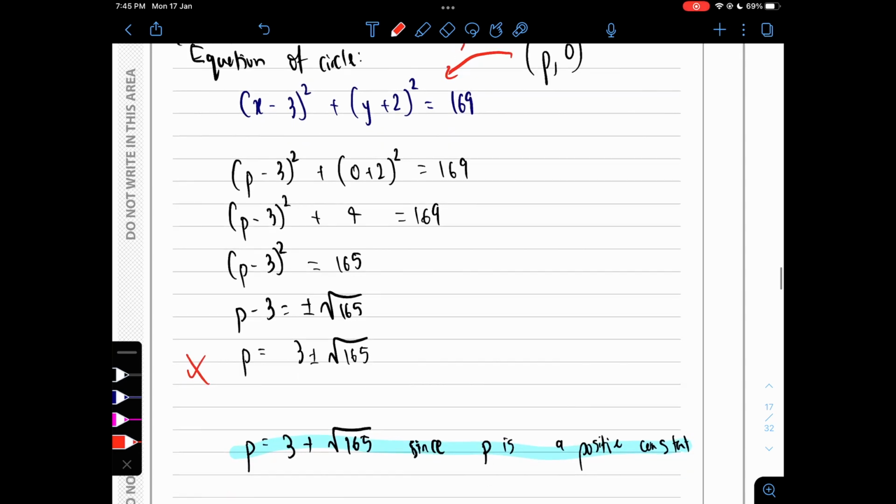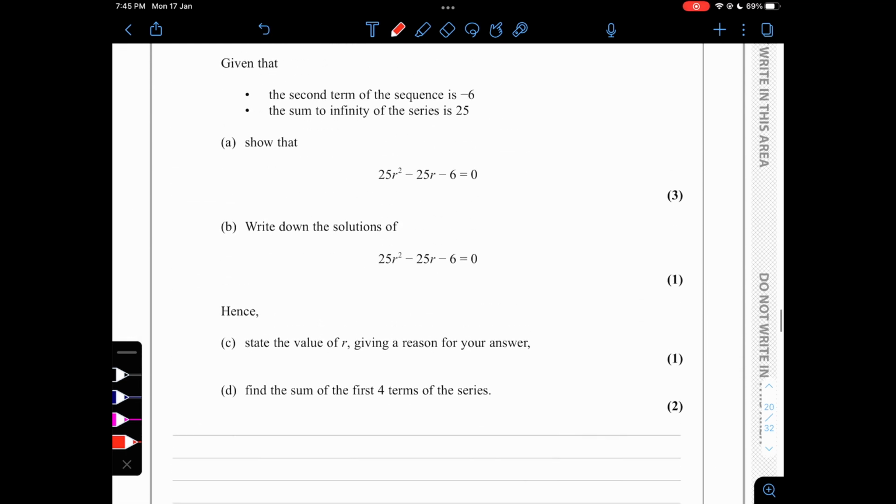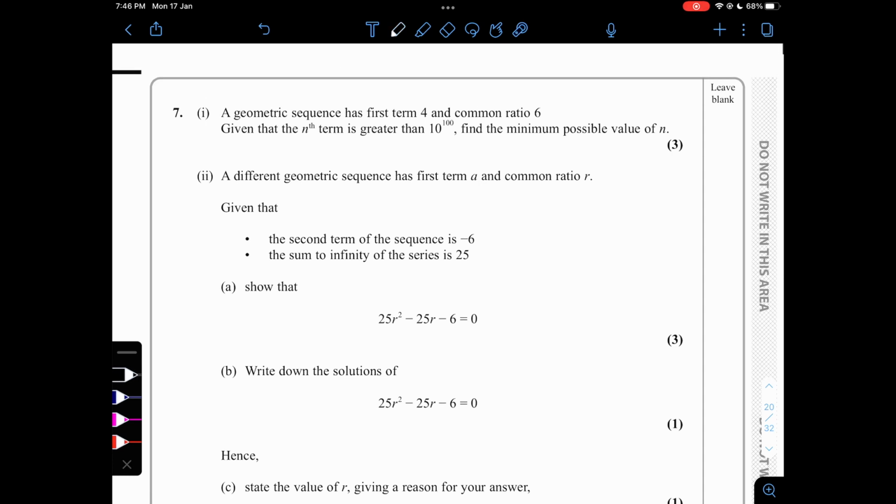Okay, let's move on to question number 7. So that is here. Now we have a geometric sequence. Question number 7: A geometric sequence has the first term 4 and the common ratio 6. Given that the nth term is greater than 10 to the power of 100, find the minimum possible value of n. Okay, a mouthful. So they tell you a equals 4 and r equals 6. Common ratio is r.